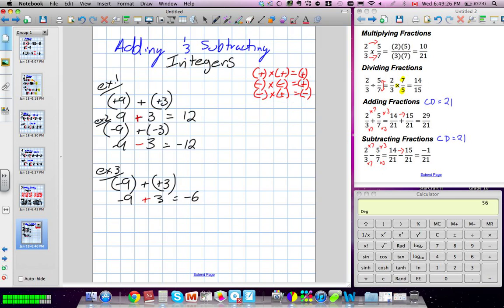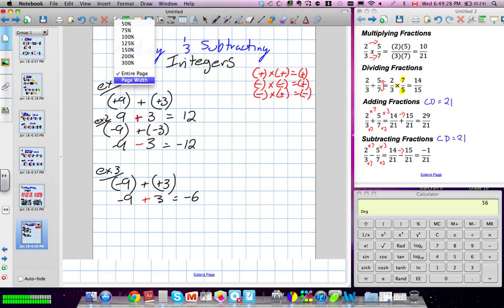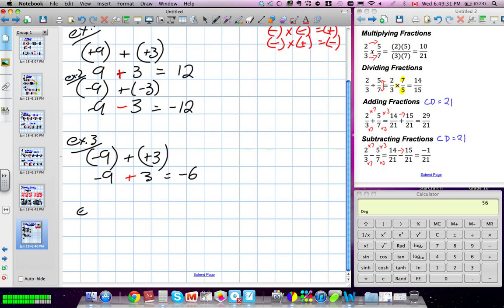And example 4. What about positive 9 plus negative 3? Okay. Negative. Yeah, we replace those two signs with a negative. Great. So I get 9 minus 3. What's that give us?